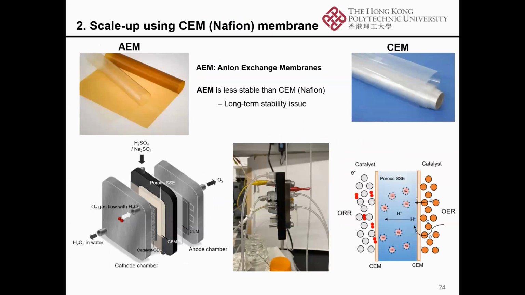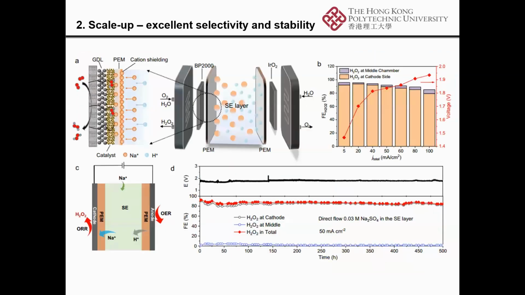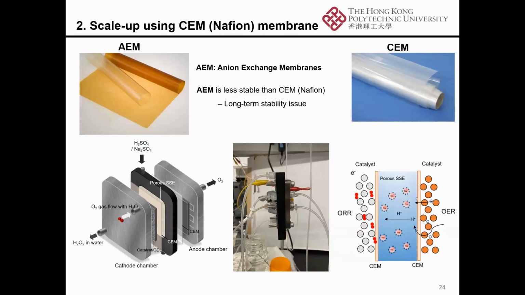So we then try to develop some reactors. This is our final target, to produce hydrogen peroxide using the chemicals continuously. Because in industry the CEM membrane is very important, and our system is in acid, and this one is also in acid, so we develop such reactors, and then we want to use this reactor to produce hydrogen peroxide continuously.